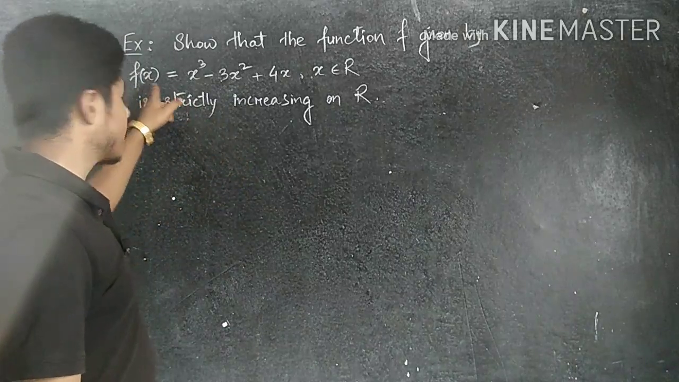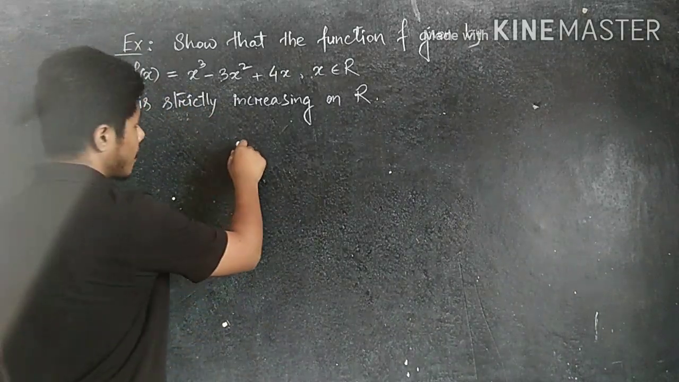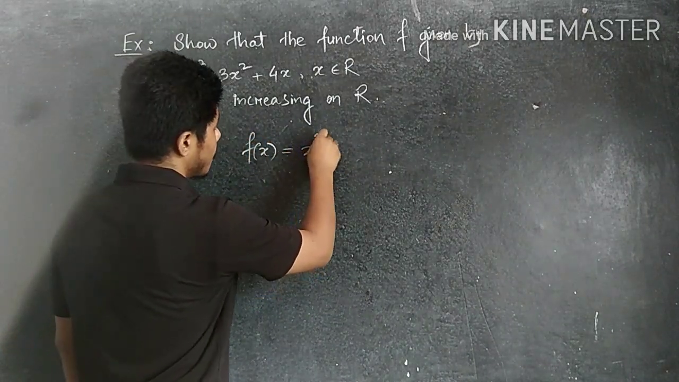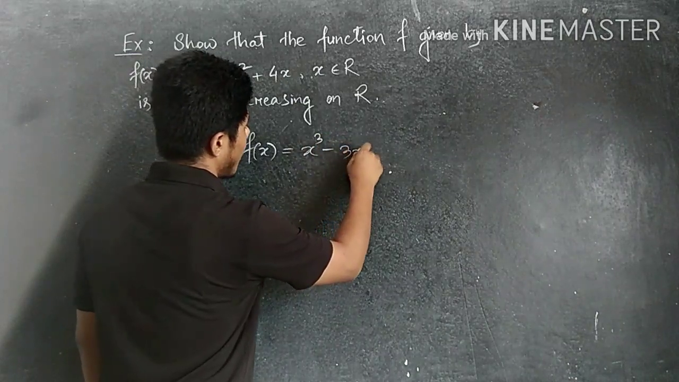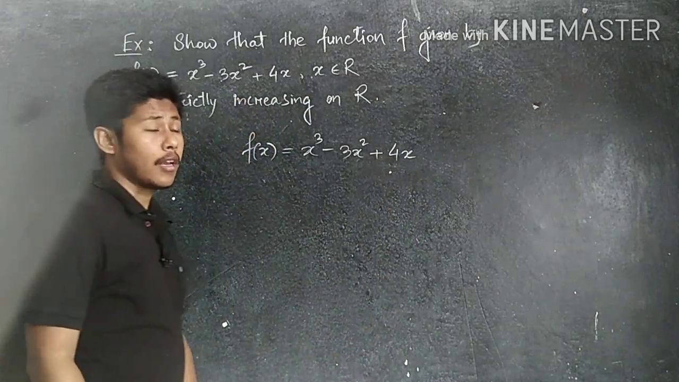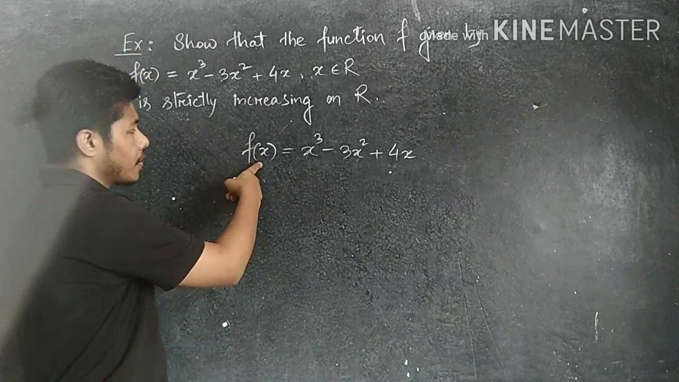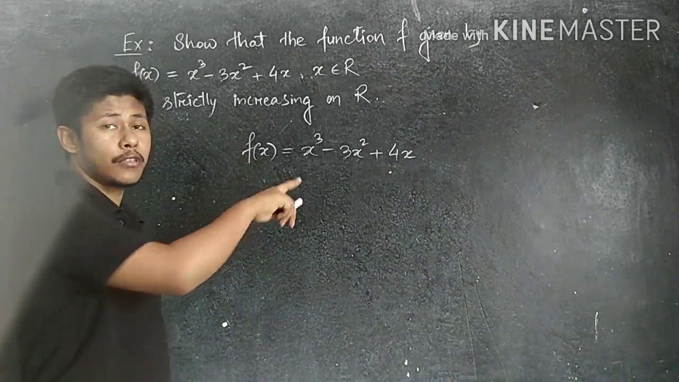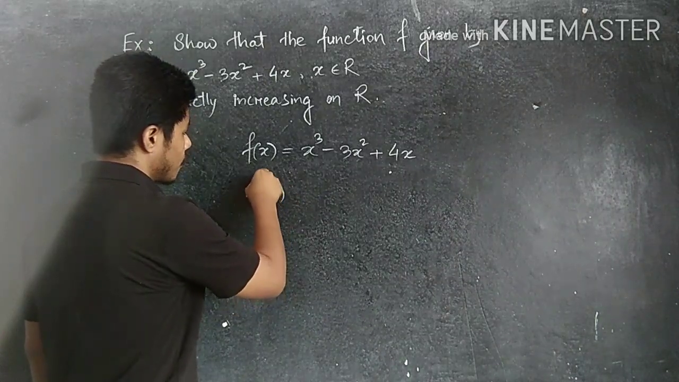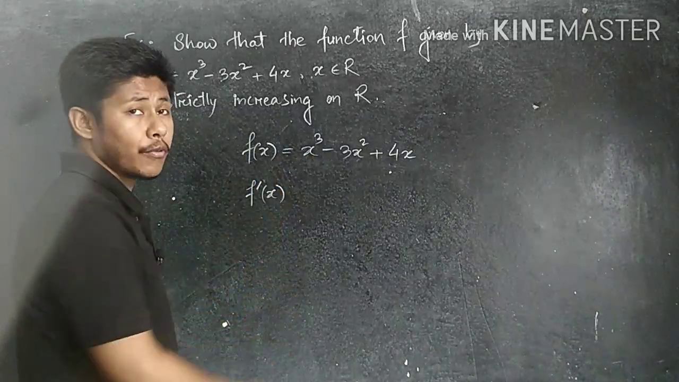Now the function is given, f(x) equal to x cube minus 3x square plus 4x. So first of all we have to write this one. So f(x) equals x cube minus 3x square plus 4x. Okay, now we have to differentiate this one with respect to x. Since we know d/dx of f(x) is f dash of x, we directly write here f dash of x. So now differentiating this one with respect to x.